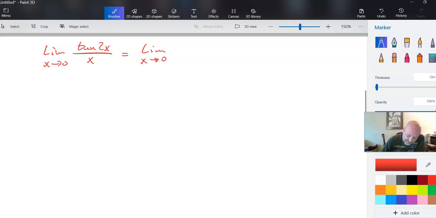Remember, tangent is sine over cosine. So this is now sine 2x over cosine 2x times 1 over x, right? So we can separate the functions out. This is multiplication, so I can just swap these. This is now the limit as x approaches 0 of sine 2x over x times 1 over cosine 2x.